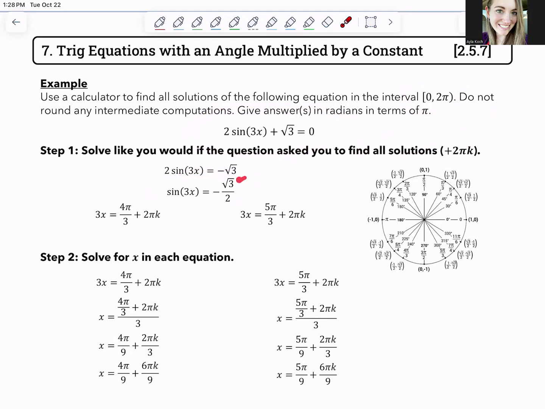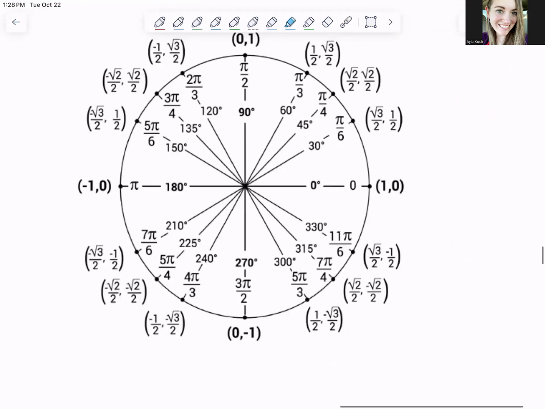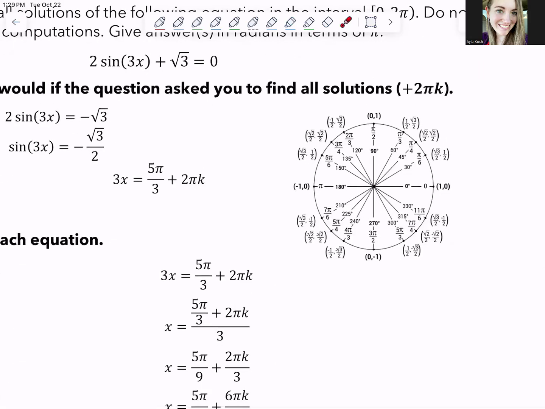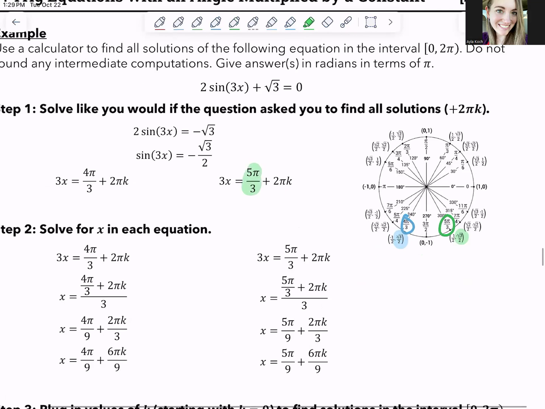Now, I want to just stop right here, right at this moment. Sine of 3x is equal to negative square root 3 over 2. I am going to come over to this unit circle, and just like we always have, we're looking for the y value to be negative. So bottom half of the circle. Negative square root 3 over 2. That happens at 4 pi over 3, and at 5 pi over 3. And you'll see that, again, I have these answers up here as the original part and the plus 2 pi k for the coterminal.